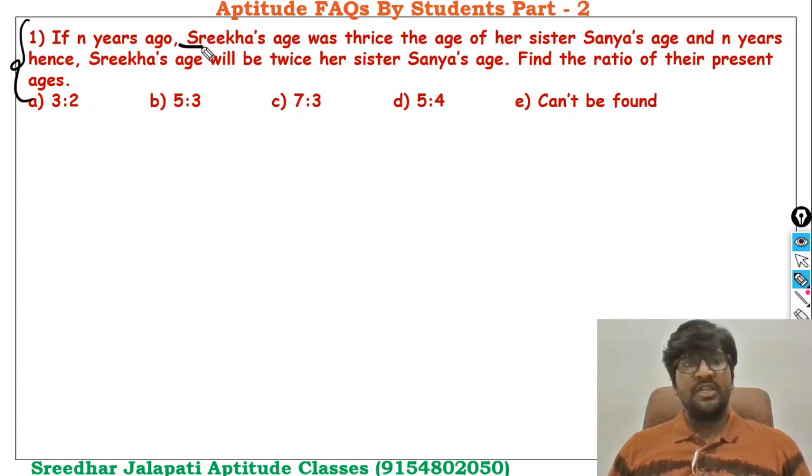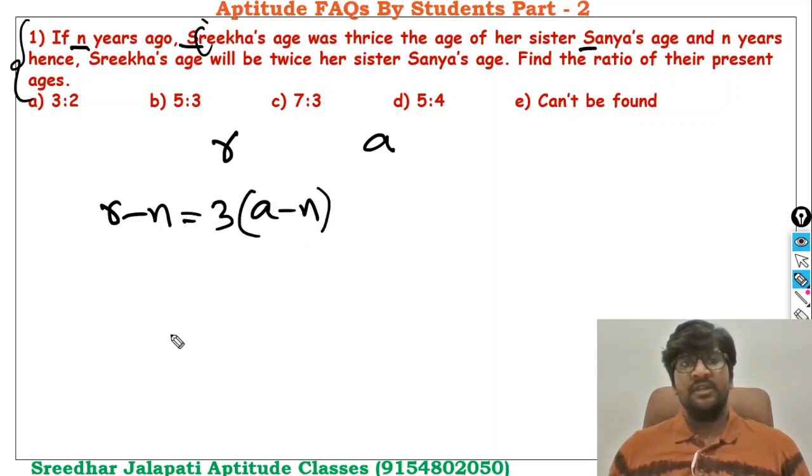Since both Shrikha's name and Sanya's both are starting with S, to avoid the confusion, I am taking their second letter as the variable. So let Shrikha's present age be R and Sanya's present age be A. These are their present ages. N years ago, Shrikha was R minus N and Sanya was A minus N. Given this, Shrikha was thrice the age of Sanya N years ago. This is equation 1.